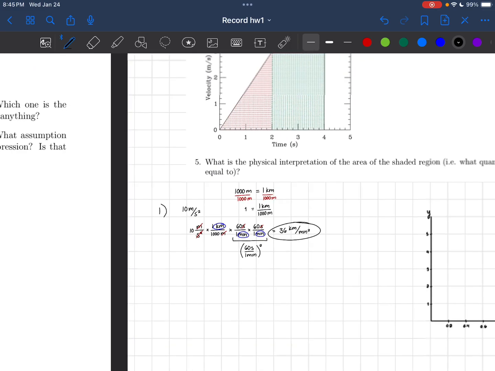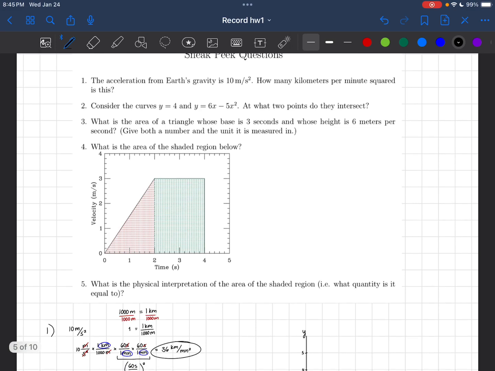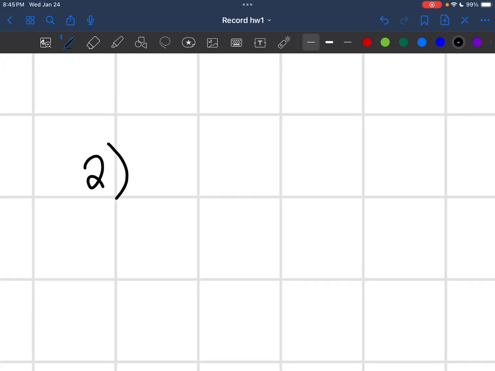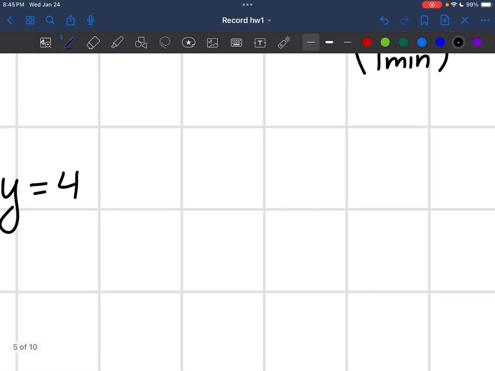Right. So now moving on to number 2, we have a couple of curves and we want to find where they intersect. So my first one is y equals 4 and my second one is y equals 6x minus 5x squared.